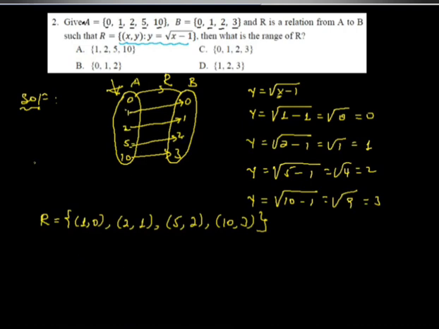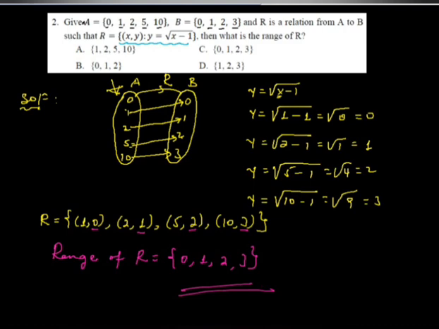So the range of this relation is the collection of all the second entries. Range ማለት የy ዋጋ ስለሆነ all these are the range. So the range of the given relation R is a set with elements 0, 1, 2, 3 ይሆናል ማለት ነው። So this is the range for the given relation. Therefore our answer will be C.